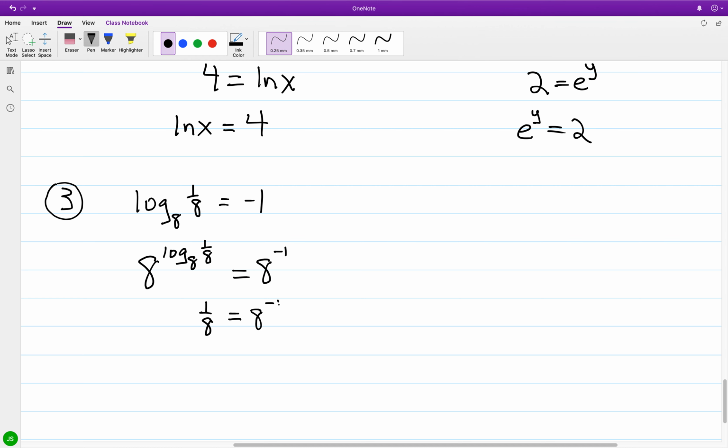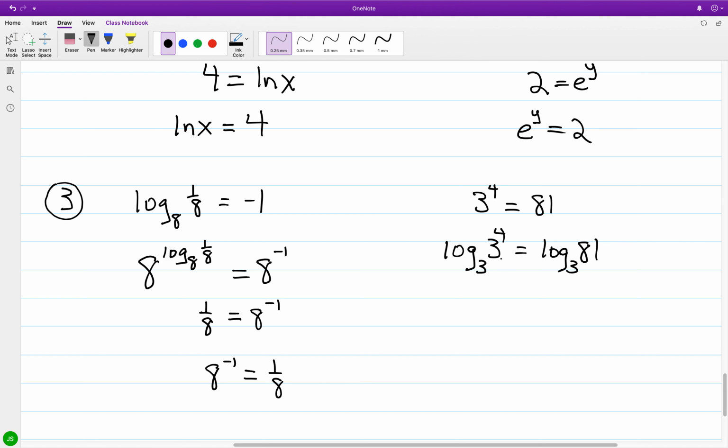We have 8 to the negative 1 is equal to 1/8. As for part B, if I rewrite as a logarithmic equation, the exponential base 3 to a specified power, I can take care of the exponential base 3 by applying the base 3 logarithm. And so we have applying base 3 logarithms on both sides.